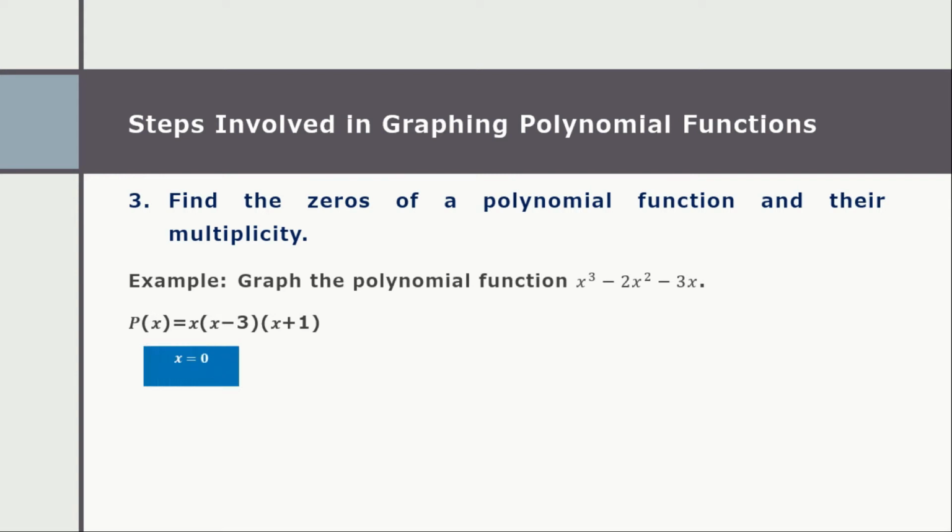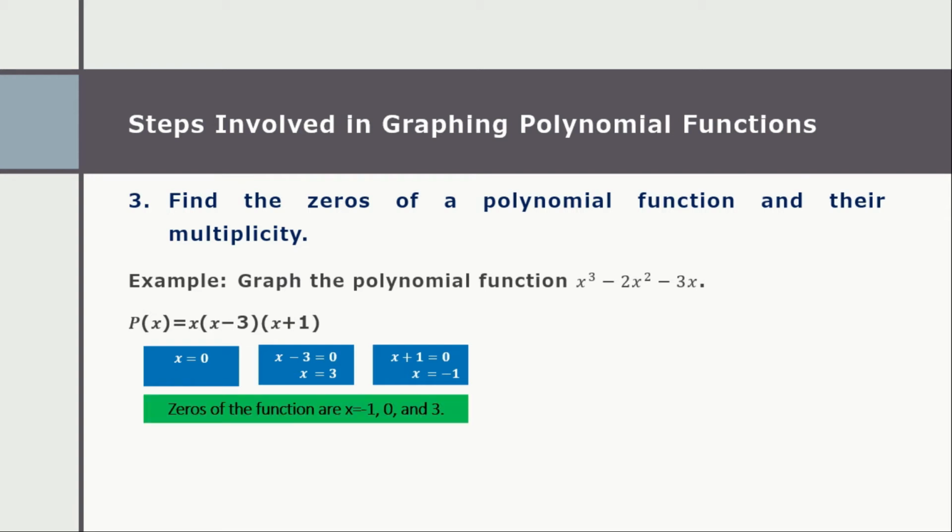We have x, which is equal to 0, and x minus 3 equals 0, and transposing negative 3, the value of x is equal to 3, and x plus 1 is equal to 0. Transposing positive 1, we have x, which is equal to negative 1. And zeros of the function are x, which is equal to negative 1, 0, and 3.